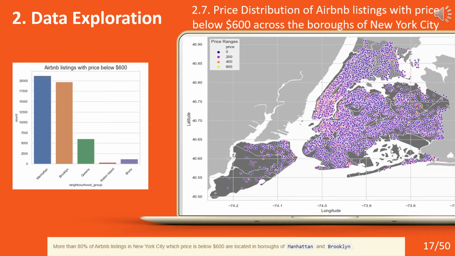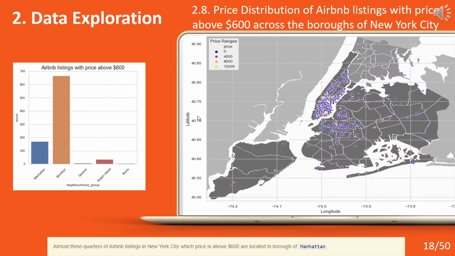In this plot, we see the price distribution of Airbnb listings with price below $600 across the boroughs of New York City. From the above, we can see that more than 80% of Airbnb listings in New York City with price below $600 are located in the boroughs of Manhattan and Brooklyn.